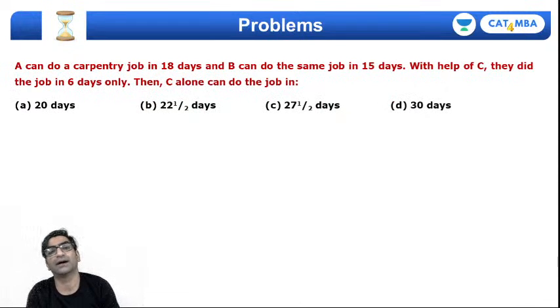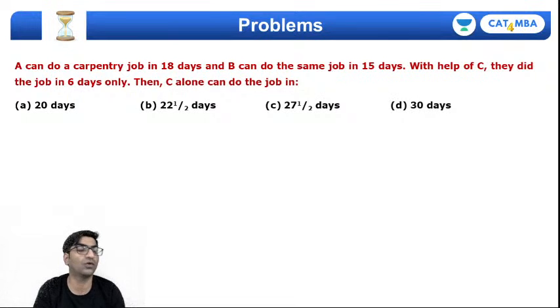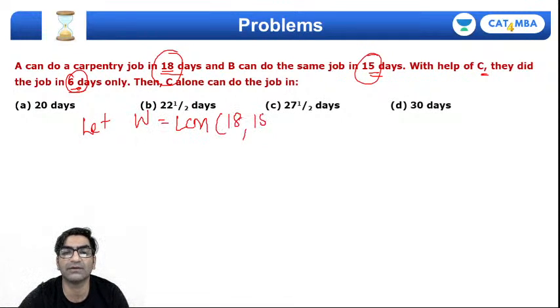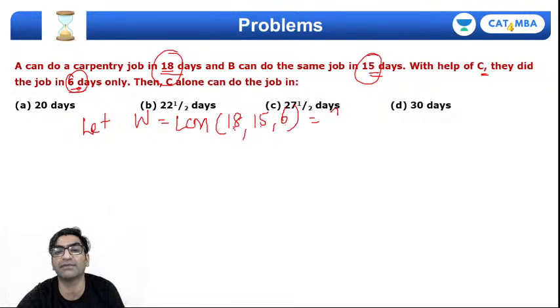Let's do one more question of this type before we move on to problem type 2. Here A takes 18 days working alone, B alone takes 15 days, but with C's help they took 6 days. So you're given 18, 15 and 6. So let the work be an LCM of 18, 15 and 6. Now it turns out 6 and 18 have an LCM of 18, and 18 and 15 have an LCM of 90. So you'll assume the work to be 90 units.